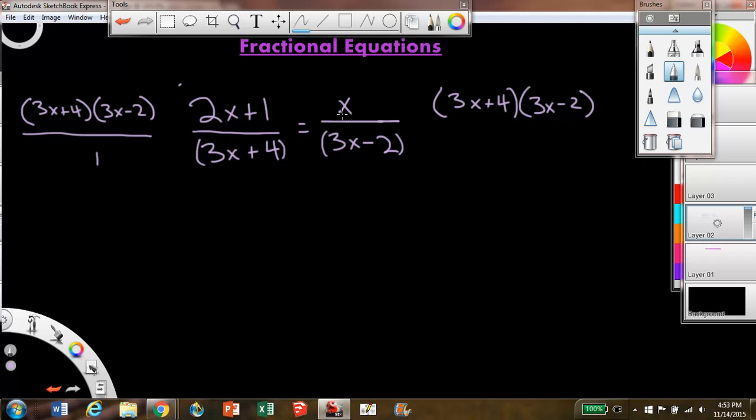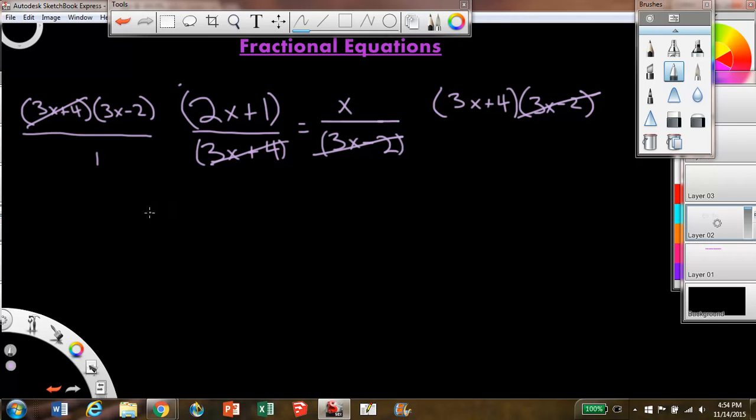Okay, now something interesting happens here. When I multiply across like this, the 3x + 4 is going to cancel on this side. So I'm really multiplying (3x - 2) times (2x + 1). Make sure you put these in parentheses. You can't just distribute the 2x. You have to multiply these two binomials, so either FOIL or do the long multiplication. And over here, the 3x - 2 is going to cancel. So I'm left with x times (3x + 4). Now this one I can just distribute.